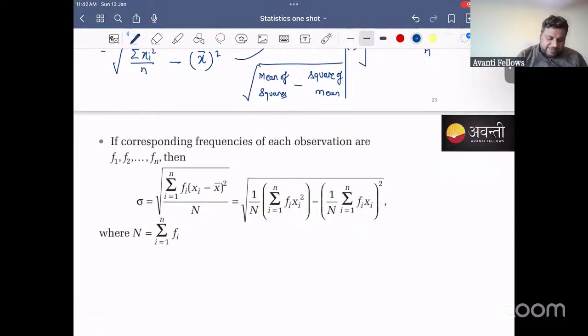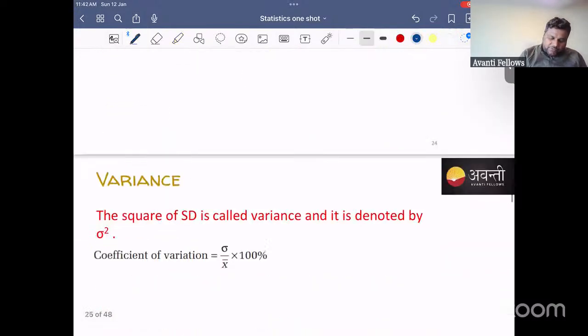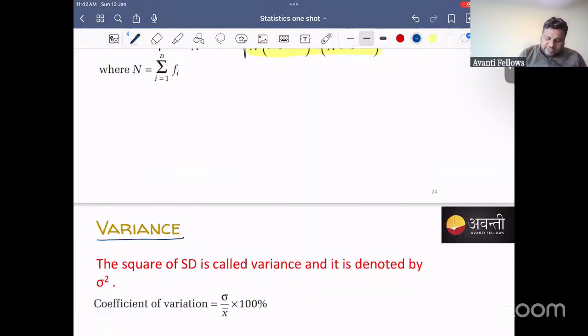So definitely again same thing. If the corresponding frequencies of observations are f1, f2, f3, fn, then standard deviation is what? Sigma i from 1 to n fi (x bar minus xi) whole square, whole divided by n. And again finally, mean of squares minus square of mean, under root of that. There is a term also that is what we call variance. Variance is nothing but the square of the standard deviation, denoted by sigma square.